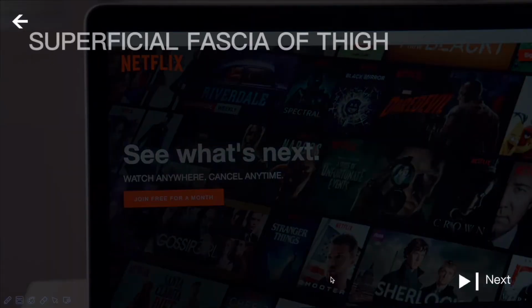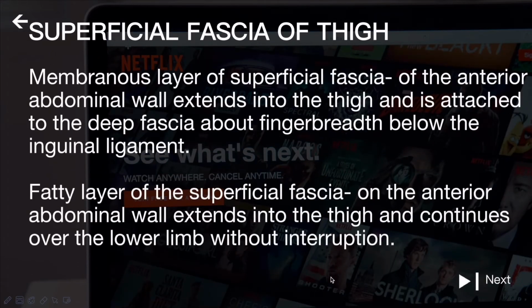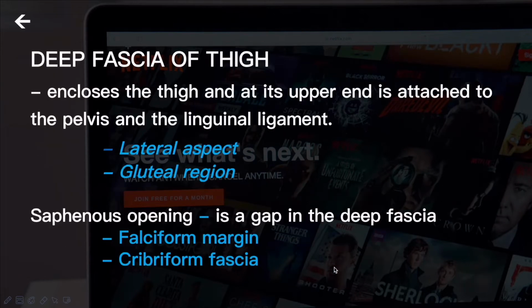The superficial fascia of thigh. The membranous layer of the superficial fascia of the anterior abdominal wall extends into the thigh and is attached to the deep fascia about a finger's breadth below the inguinal ligament. The fatty layer of the superficial fascia on the anterior abdominal wall extends into the thigh and continues over the lower limb without interruption. The deep fascia of thigh encloses the thigh at its upper end and is attached to the pelvis and the inguinal ligament.